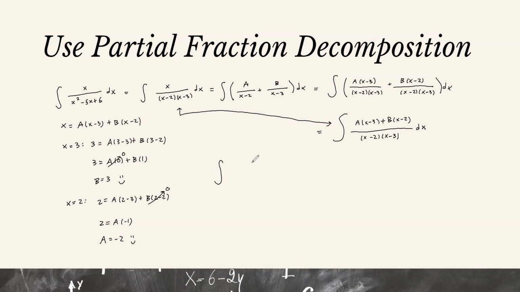So we can take our original integral, which was x divided by x squared minus 5x plus 6 dx, and we can rewrite it as negative 2 divided by x minus 2 plus 3 divided by x minus 3 dx. These guys are much easier to integrate. We'll just end up with negative 2 natural log of the absolute value of x minus 2 plus 3 times the natural log of x minus 3, all plus c. And there you go, a beautiful integration technique to add to your tool belt.